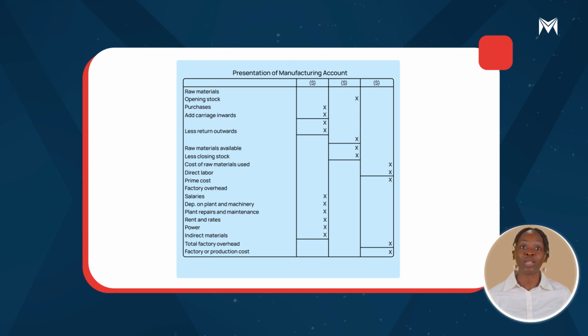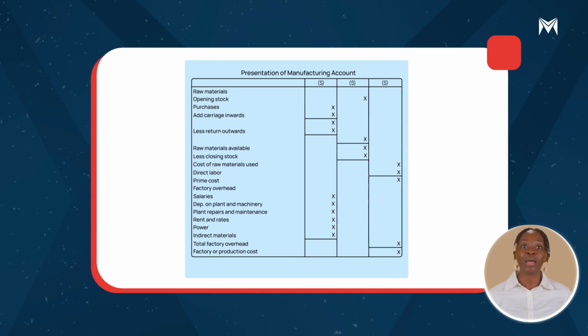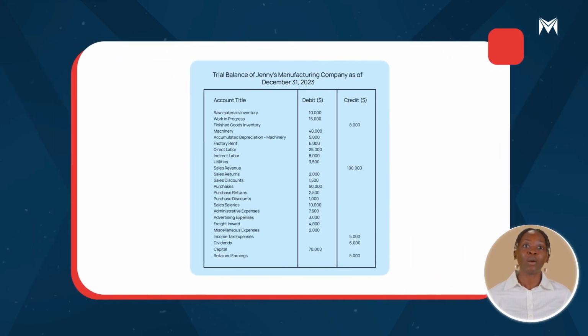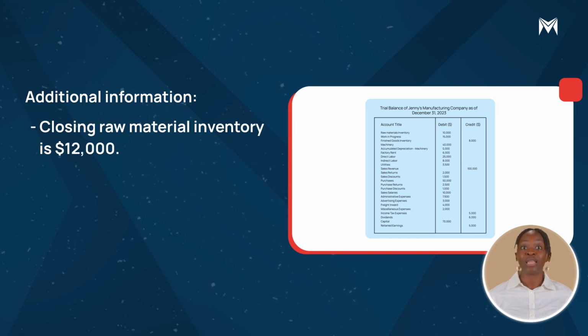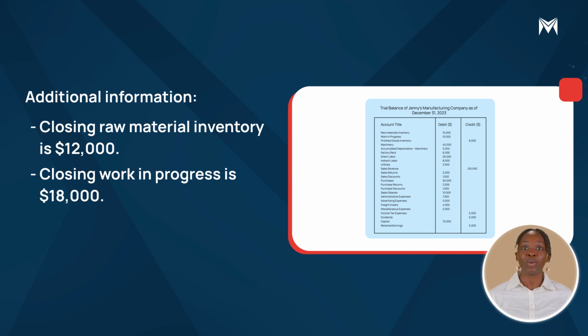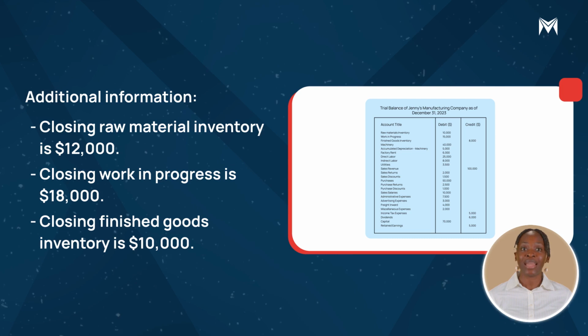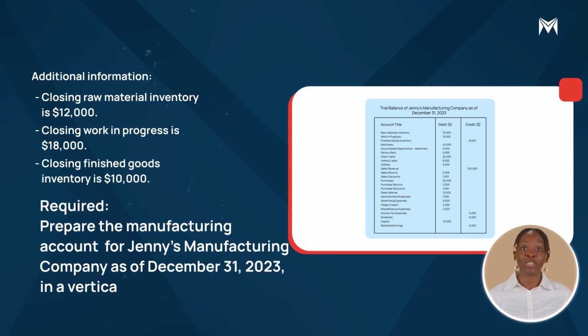Now that we've grasped the concept, let's examine a practical example to shed more light on the process. We will be stepping into Jenny's manufacturing company, so here is the trial balance of Jenny's manufacturing account. Additionally, the closing raw materials is $12,000, the closing work in progress is $18,000, and finally, the closing finished goods is $10,000. Using the information provided, we are required to prepare the manufacturing account for Jenny's manufacturing company as of December 31st, 2023 in a vertical format.